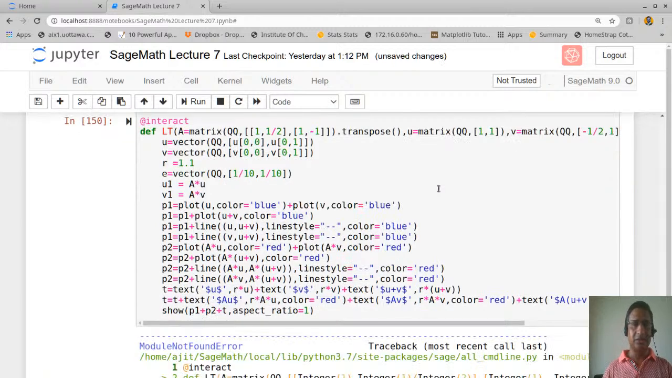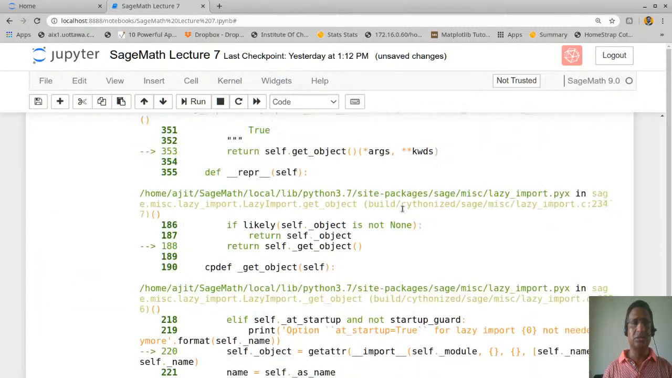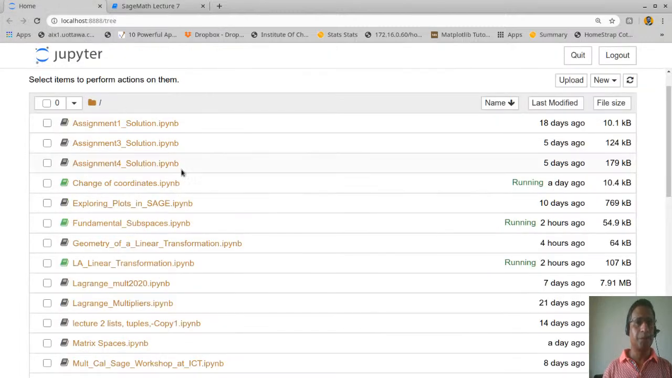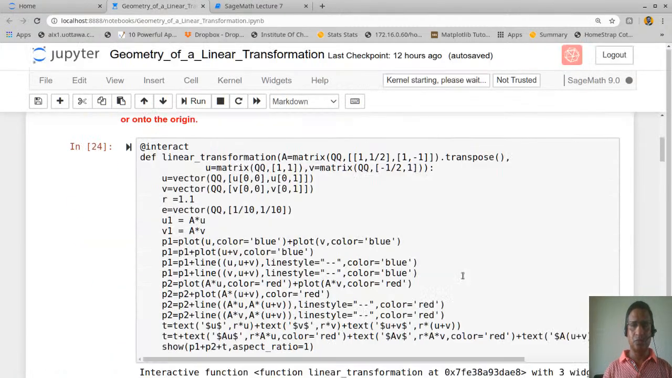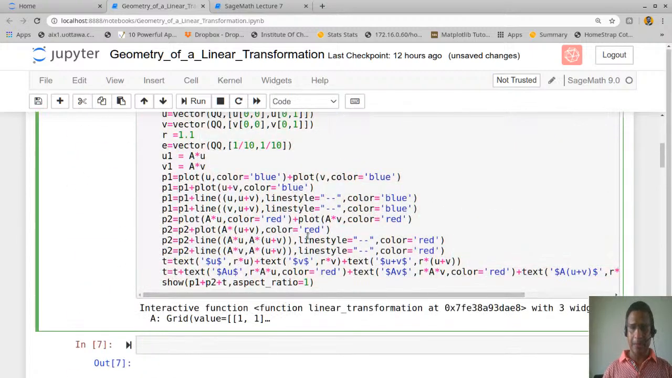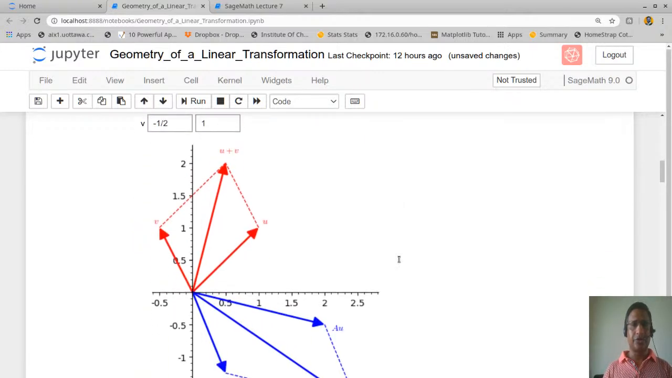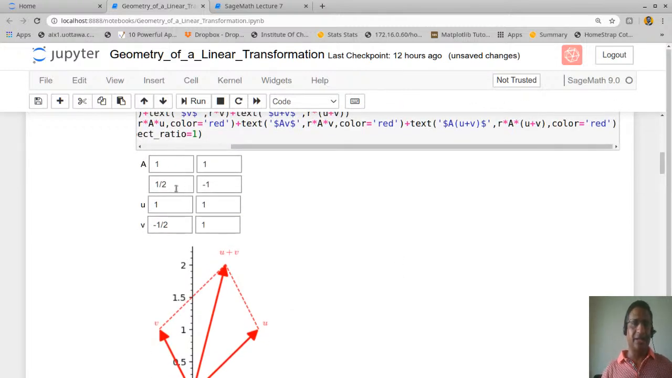So let me just, 1 second. I think this has got some problem. Let me start a new one. Let me just look at this one. Okay, so you can see here what is happening: a matrix A is given, 2 cross 2, and vectors u and v.